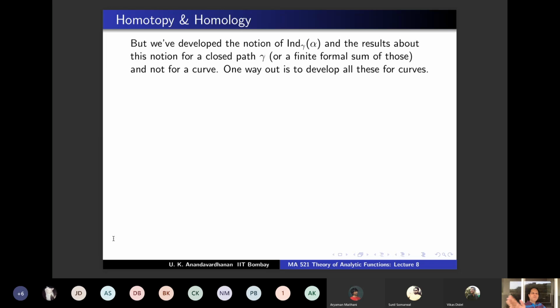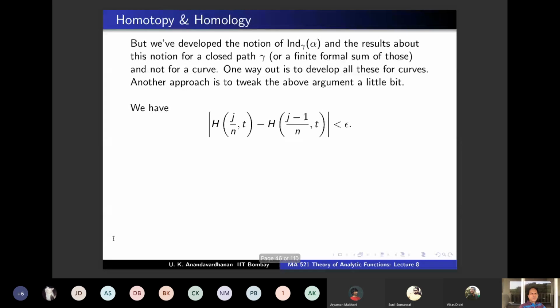And once we do that, our previous slide is correct. It can be made correct. I mean, it can be interpreted to be correct. And then we are done. Another approach is to tweak the above argument a little bit, which is what Rudin does in the textbook, in the text part of it, not in the exercise, and that's what we will also do. Remember, the only problem was that the CKs are not paths, they are only curves. So we will construct some paths which are very near to this curve CK, and that will take care of it.